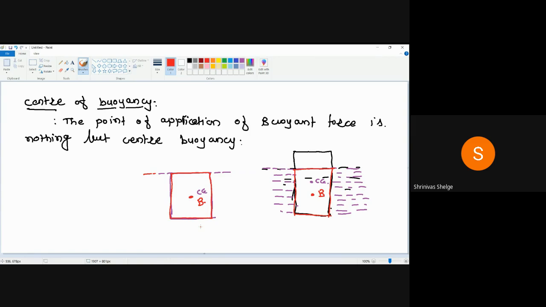So this is about the center of buoyancy. Center of buoyancy means the point of application of the buoyant force. And the second thing, how to define the location of the center of buoyancy: the location of the center of buoyancy is the CG of the submerged portion of the body. Remember that. So one more example I am going to give you so that you get a clear idea about this.